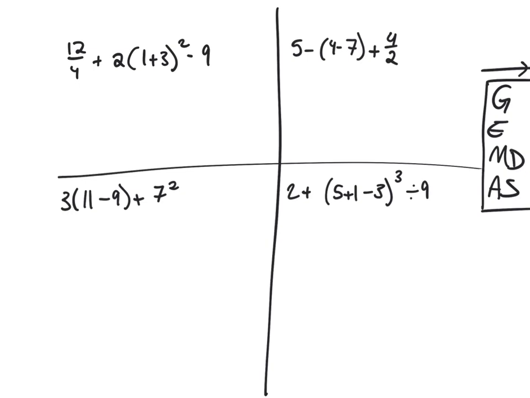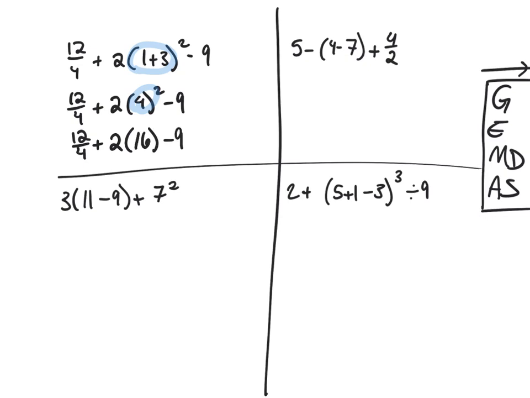So let's get started. All right, our first one, I want to look for any grouping symbols. Let's see what we find. Aha, here's some grouping symbols. So that's going to be 1 plus 3 is 4. So now I have 12 over 4 plus 2 times 4 squared minus 9. Next up is exponents. So we're going to do our 4 squared here. So 12 over 4 plus 2 times, let's see, 4 times 4 is 16 minus 9.